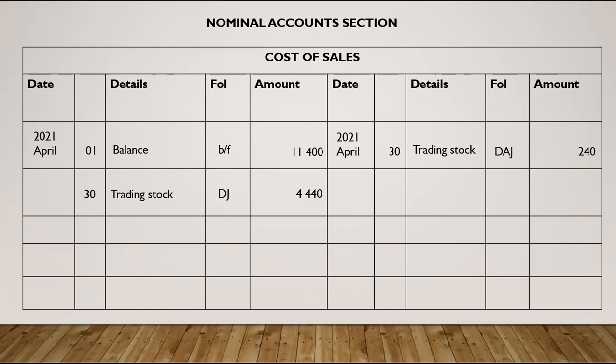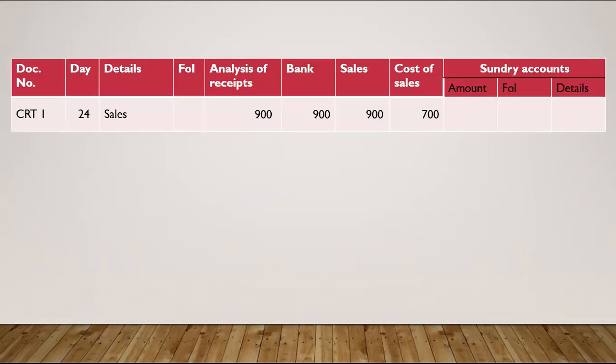I'm gonna go to my CRJ now. Let me go to my CRJ. This is my CRJ here. So what am I gonna do with this 900? Normally you will record it on the debit side of bank. But I did not give you the bank account. And then you're gonna record it on the credit side of sales.